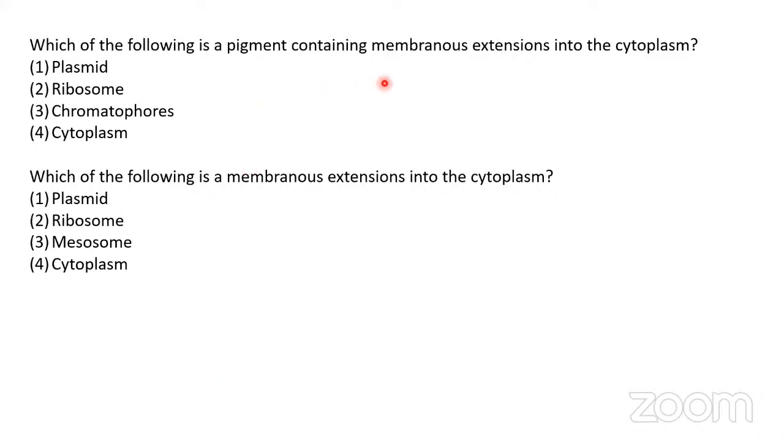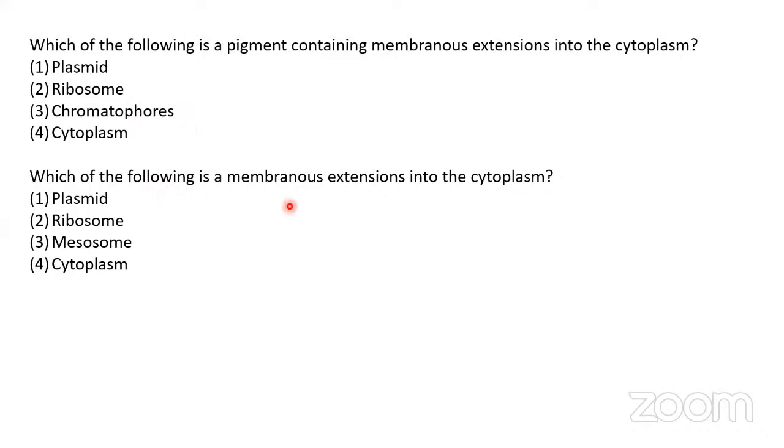Which of the following is a pigment containing membranous extension into the cytoplasm? So options are plasmid, ribosome, chromatophores, and cytoplasm. The correct answer is chromatophores. As I mentioned also, chroma means color. So anything related to chromato is related to colors, and pigments are also related to colors. So which of the following is a pigment containing membranous extension? These examples are chromatophores.